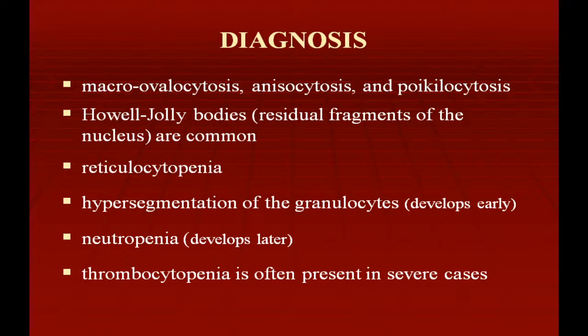So in CBC, macrocytosis, anisocytosis and poikilocytosis can also take place. The specific sign is Howell-Jolly bodies. What is it? It's residual fragments of nucleus, and it's a typical sign of megaloblastic anemia. We see reticulocytopenia because there is a poor response of bone marrow. We see hypersegmentation of granulocytes, and in time we may see neutropenia, as we said, and thrombocytopenia because all poiesis is disturbed.